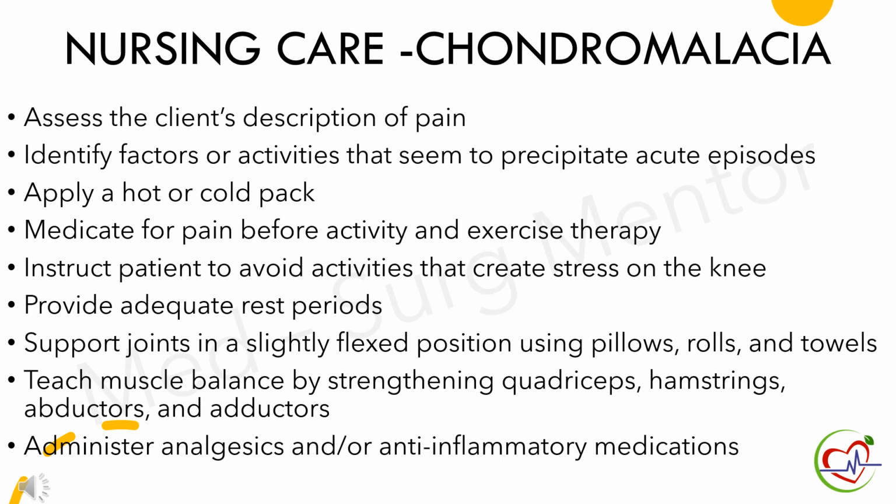Nursing care for patients with chondromalacia includes: assess the client's description of pain, identify factors or activities that seem to precipitate acute episodes, apply a hot or cold pack, medicate for pain before activity and exercise therapy, instruct the patient to avoid activities that create stress on the knee, provide adequate rest periods, support joints in a slightly flexed position using pillows, rolls, and towels, teach muscle balance by strengthening quadriceps, hamstring, abductors, and adductors, and administer analgesics and anti-inflammatory drugs.